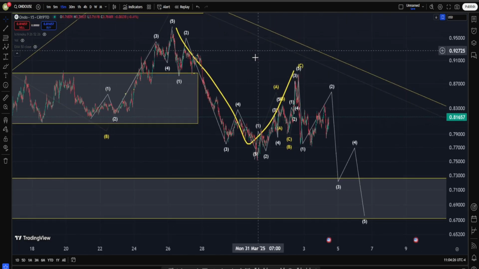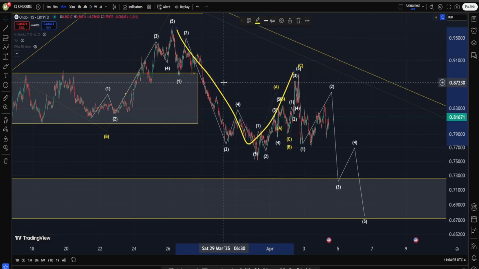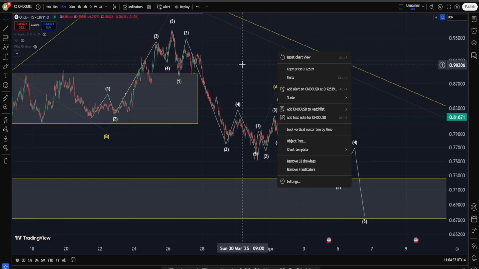So for now, I think we need to be a bit more bearish than bullish in ONDO, as long as we're not proven otherwise. And I hope I explained everything well and you understood what is going on in ONDO's chart.